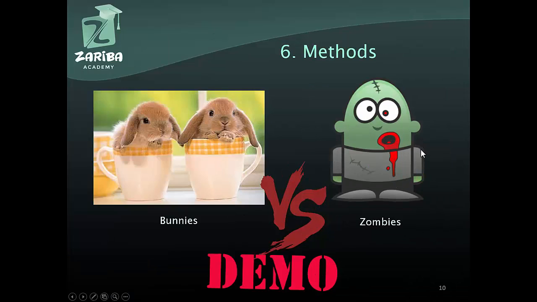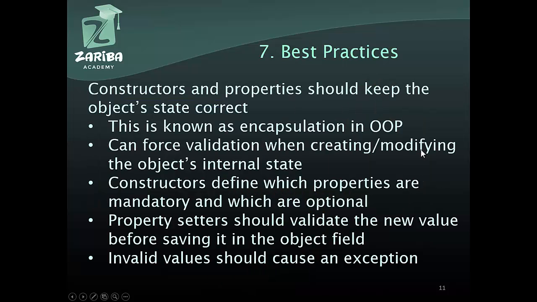Let's talk a little bit about best practices. Constructors and properties should keep the object state correct. This means that if something doesn't have to be exposed, you shouldn't expose it. Meaning, use private when you can, or use public only when you have to. And when you expose information, please do it only via property or validation. This is called encapsulation. I've mentioned that in the last course as well.